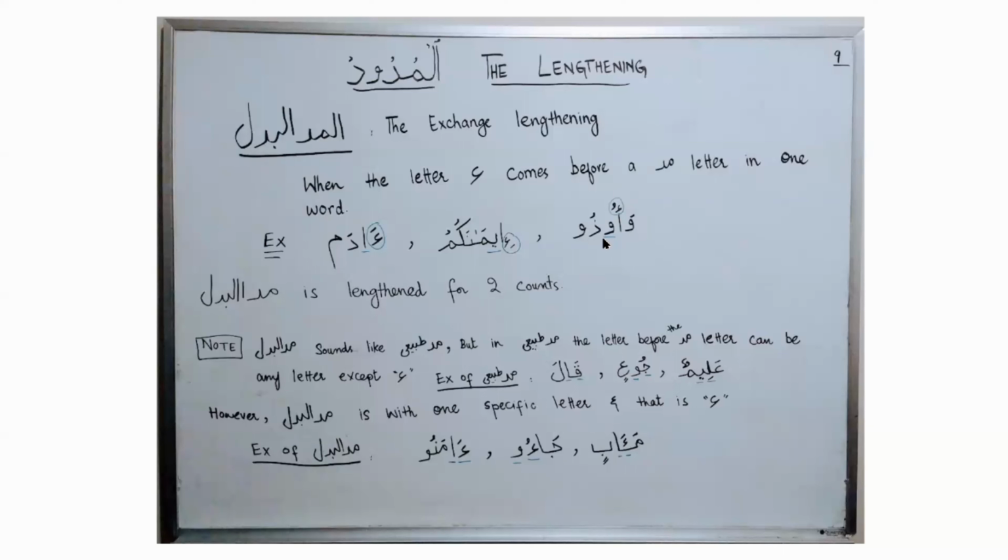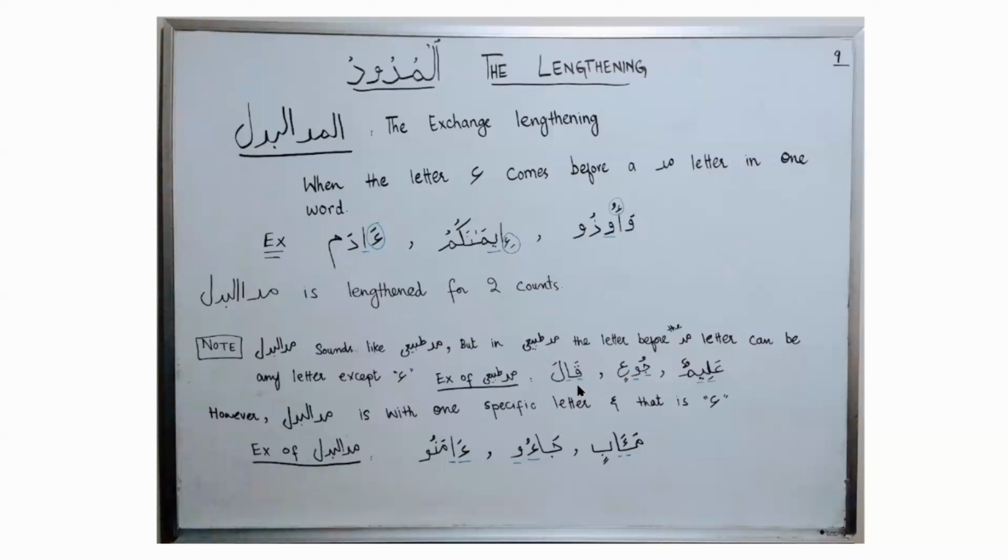Let's see some examples here and try to practice them. Hamza is followed by letter waw in the same word, where Hamza is before letter waw. This mad is maddul badal, and we will recite it like this. Wa'udhu. In the next example, we can see Hamza before the mad letter ya in the same word. By giving it 2 counts, we will recite this example like this. Imanakum. In the next example, we can see letter Hamza before mad letter alif within one word. So this mad is maddul badal. And by giving it 2 counts, we will recite it like this.